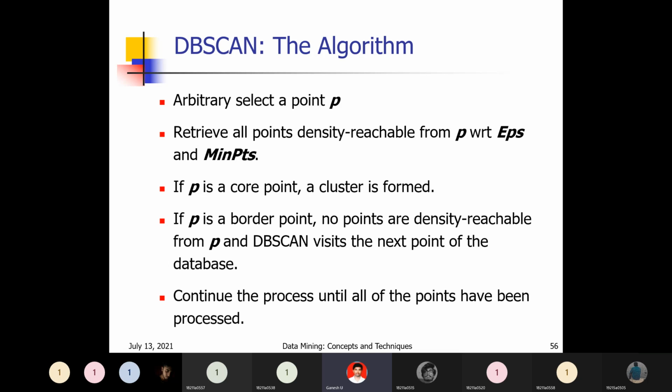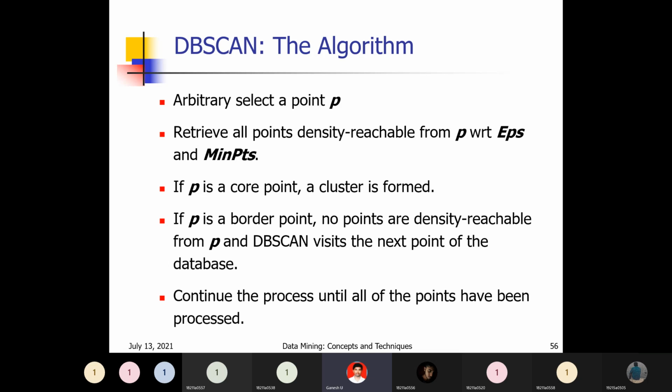Then it is density reachable. Then it is having good density. If it does not have the minimum points, if it has only 2 points or 1 point, then we cannot take it as a cluster. Why? Because density reachable is important.